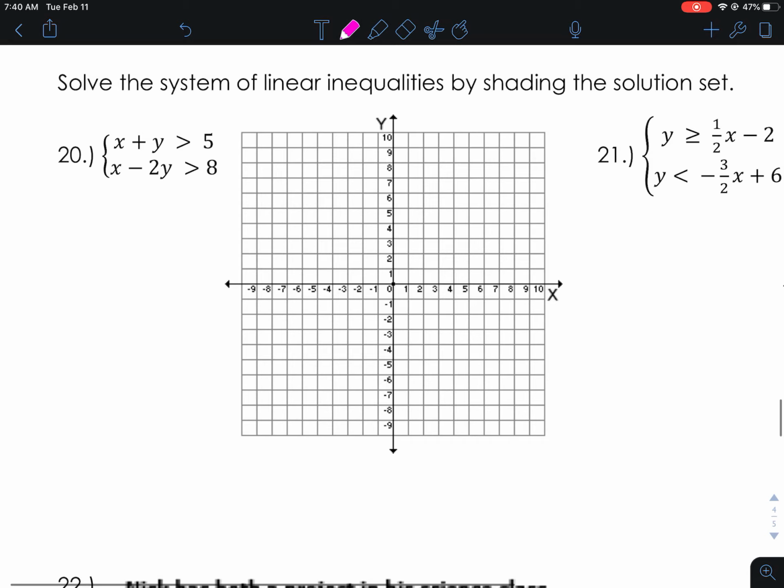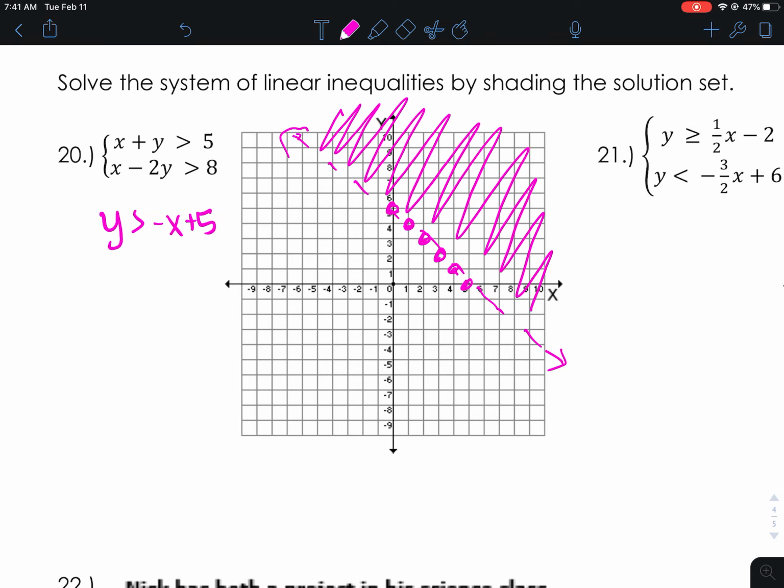Okay, and then graphing systems. For this one, I'm just going to solve for y real quick for the first. It's going to be -x plus 5. And I'm going kind of fast. The school's starting soon. This is a dash line. I'm going to shade above, so anywhere up here.